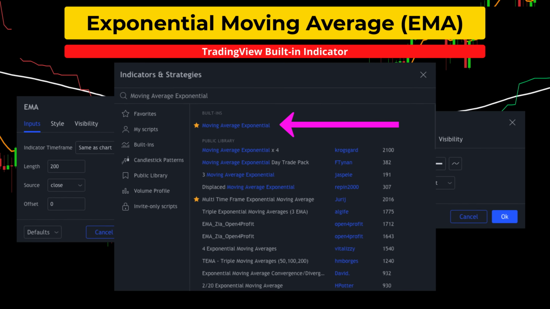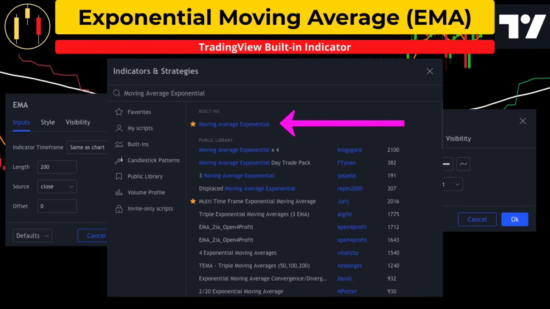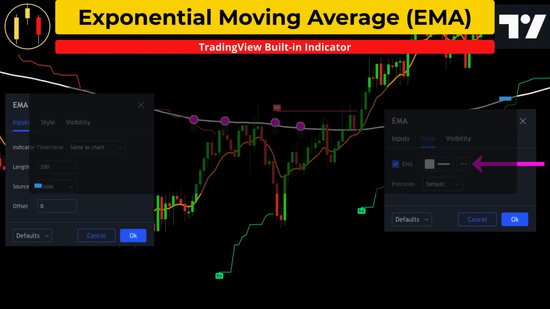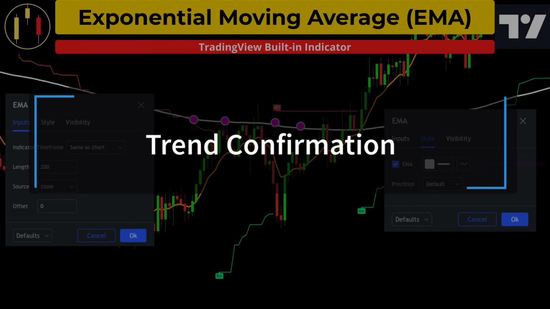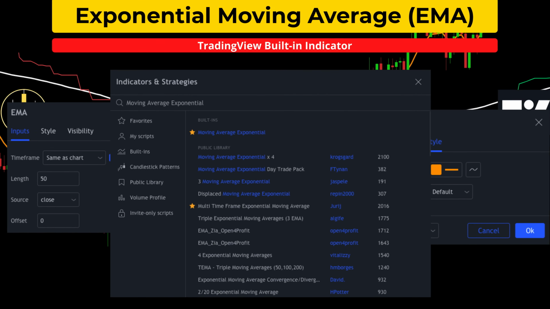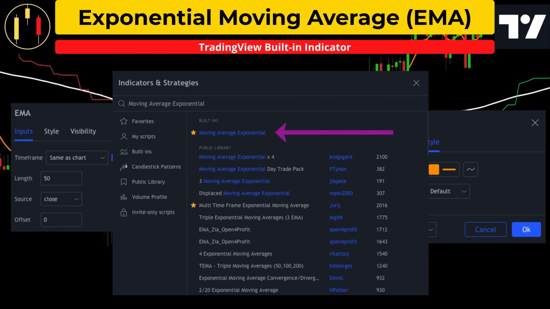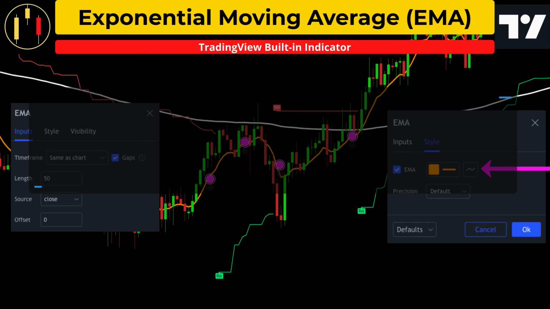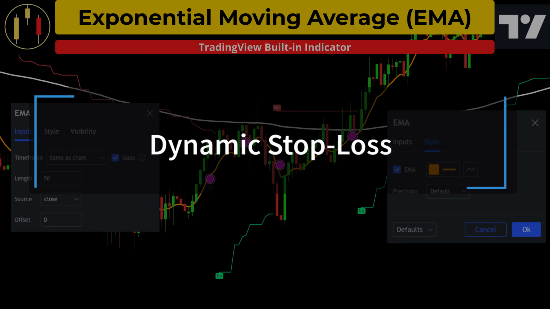The first indicator is the Exponential Moving Average, or EMA. I am going to set the length to 200 and color it in white. The 200 EMA will be used for trend confirmation. The second free TradingView indicator is another exponential moving average. This EMA will be set to the length of 50 and colored in orange. The 50 EMA will be used for a dynamic stop level.